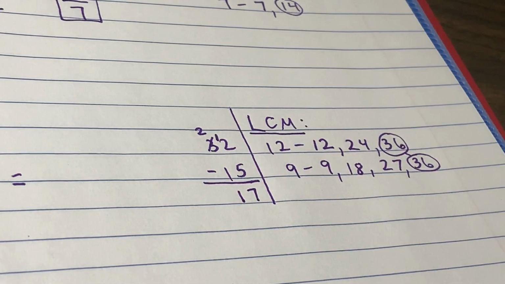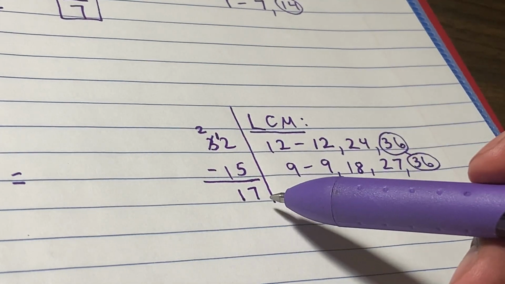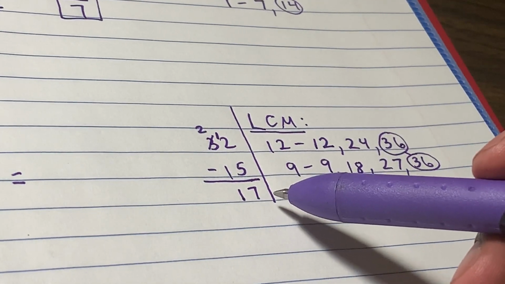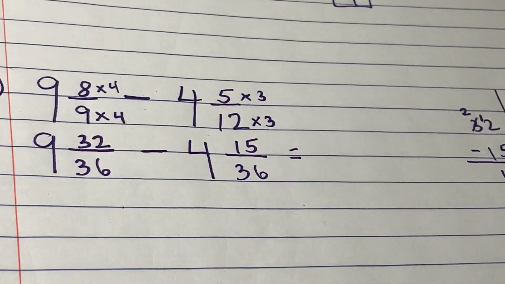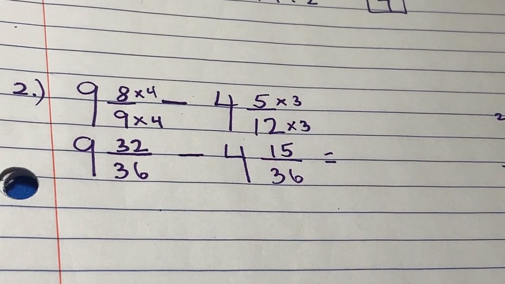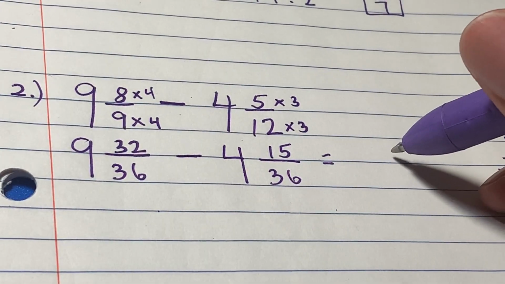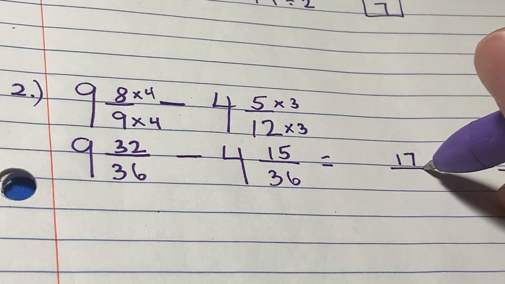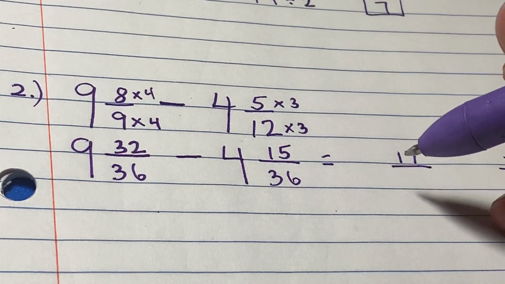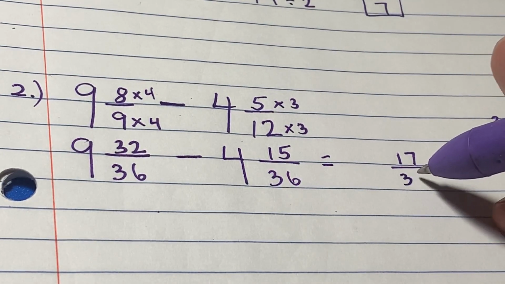All right, you see, ladies and gentlemen, you want to be sure. You don't want to guess. You don't want to make a careless mistake. You want to be sure. So now you're sure. 17. Okay, good. So we have 17 as the numerator of the fraction, and we keep the denominator 36 exactly the same.